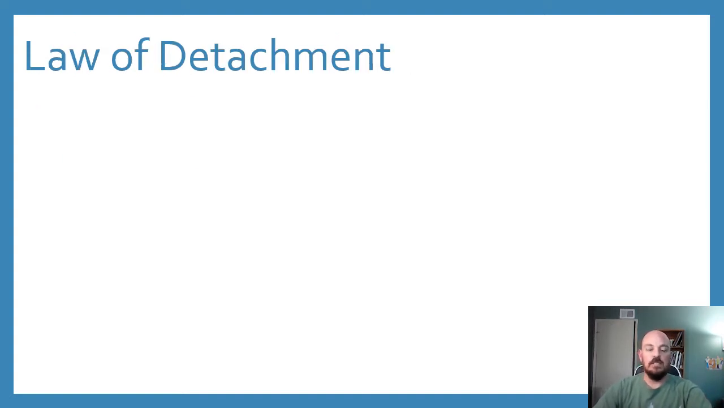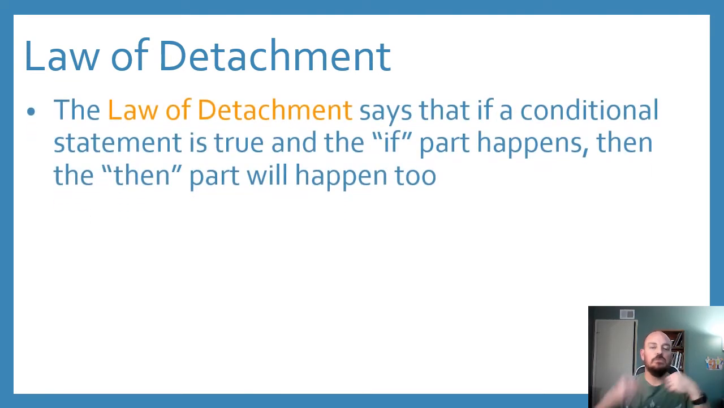So we're going to break our lesson up into two new laws or rules. The first one is called law of detachment, and it's kind of funny. It's one of those rules where it's so simple and obvious it almost doesn't even need to be said. But we'll say it anyways. The law of detachment says if you have a conditional statement, an if-then statement, and the if part happens, then you can definitely 100% automatically conclude that the then part happened also.